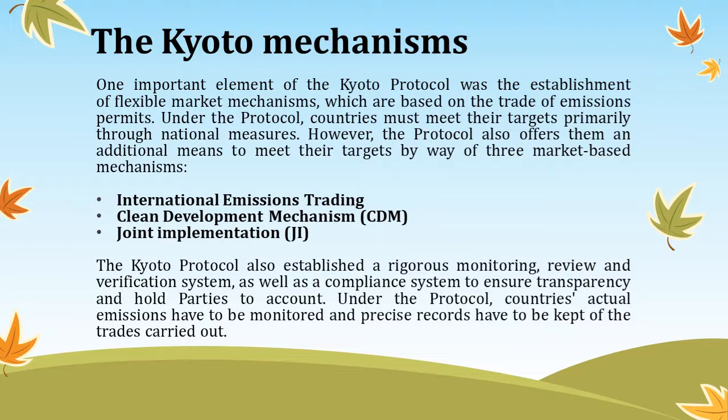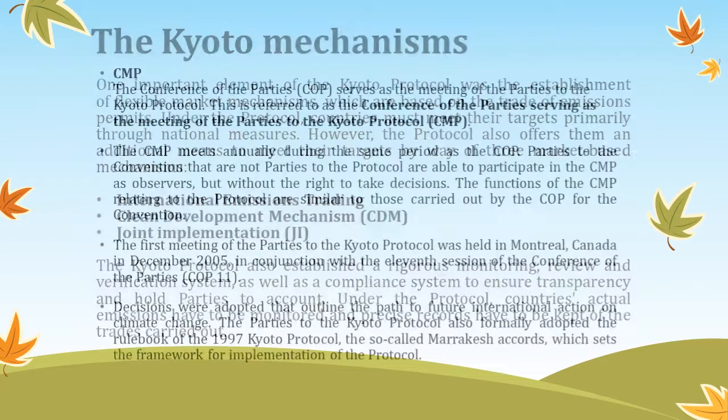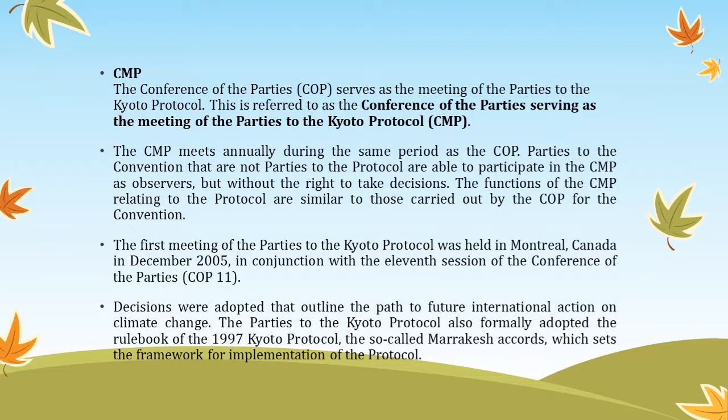is intact. Under the protocol, the countries' actual emissions have to be monitored, and precise records have to be kept of the trades carried on. Just like you had the Conference of the Parties under the Framework Convention on Climate Change, which I discussed in the initial part of this lecture, even under the Kyoto Protocol they created a decision-making body. It is also a conference of parties to the protocol, but it is commonly known as the Conference of the Parties serving as the Meeting of the Parties to the Kyoto Protocol, in short, CMP.